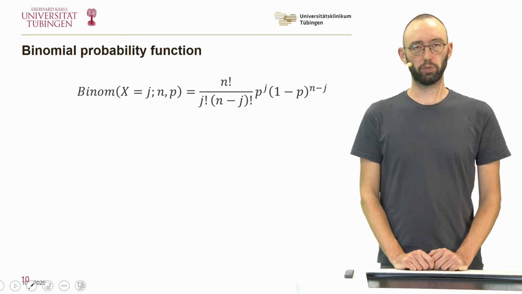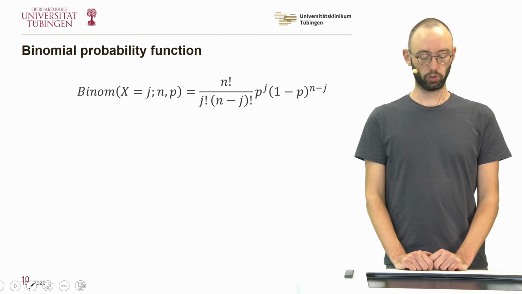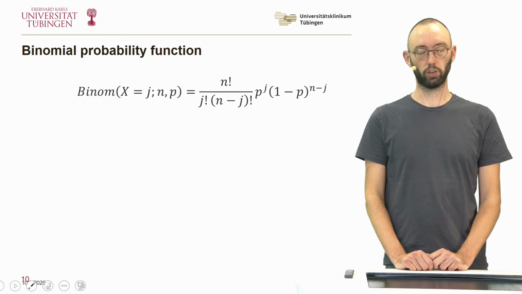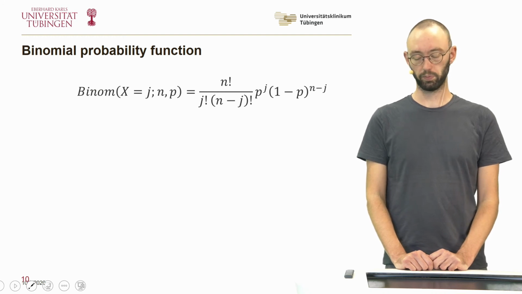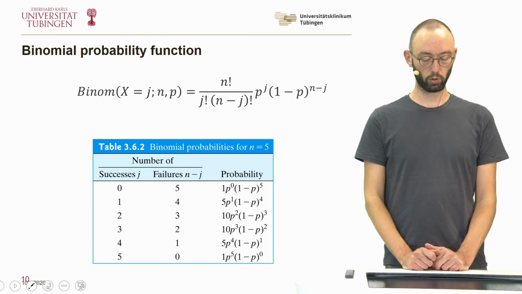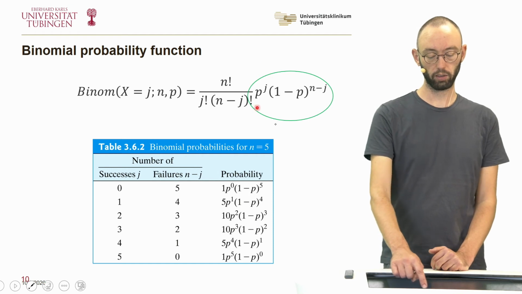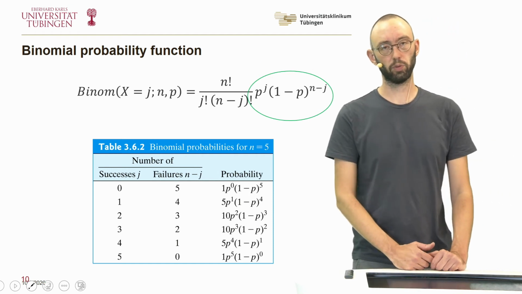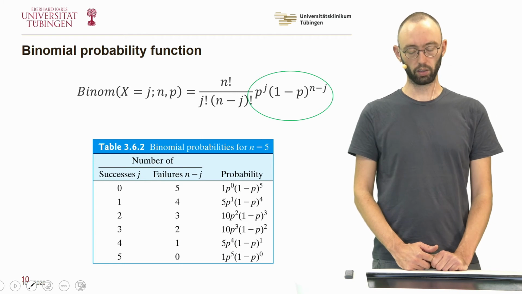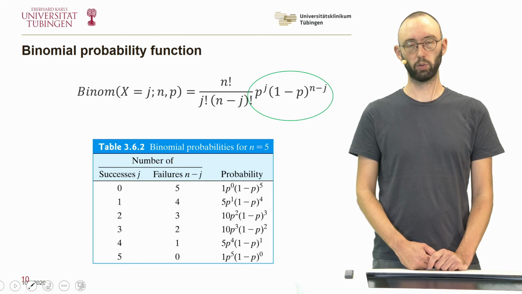A second distribution for discrete data is the so-called binomial distribution. The binomial distribution you obtain by summing over individual trials with a Bernoulli distribution. The binomial distribution has 2 parts. On the one hand, there's this latter part, and this simply comes from the fact that we conduct independent Bernoulli trials that we sum.